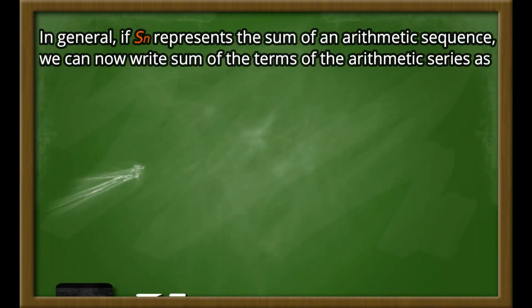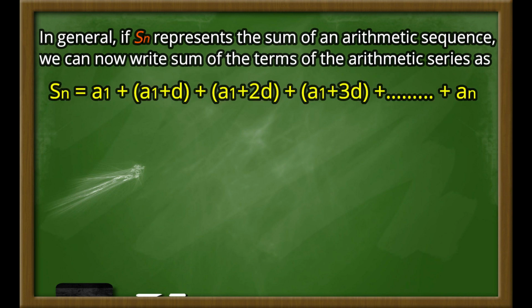In general, if S of n represents the sum of an arithmetic sequence, we can now write the sum of the terms of the arithmetic series as S of n is equal to A sub 1 plus A sub 1 plus D, which is the second term, plus A sub 1 plus 2D, which is the third term, and adding all of the terms up to the last term, which is A sub n. That will be our equation 1.